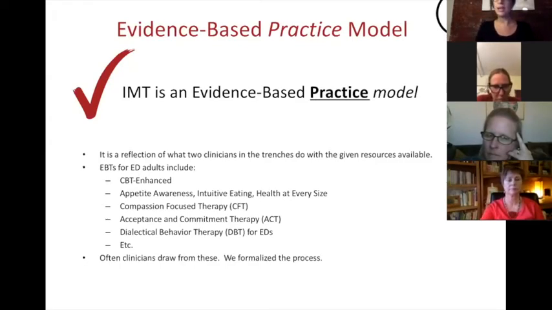So again, IMT is an evidence-based practice model, and we use FBT as a basis and a foundation for treatment, but we draw from CBT-E, appetite awareness, compassion-focused therapy, ACT, DBT, etc.